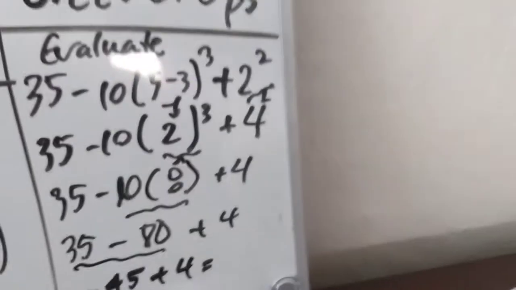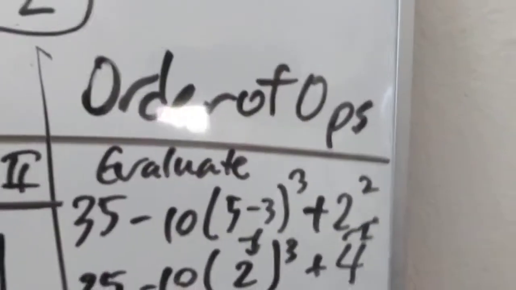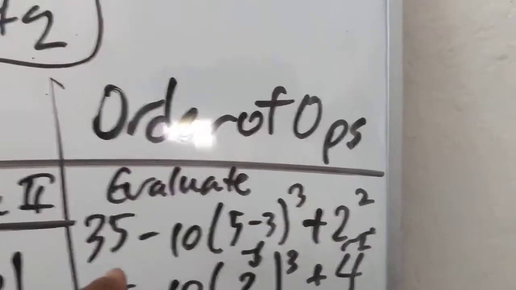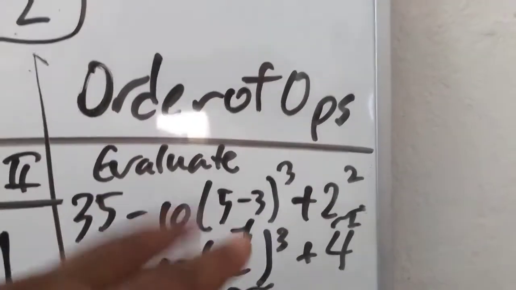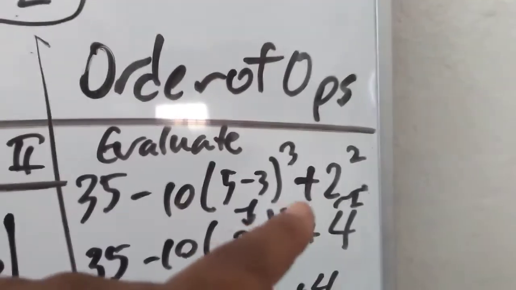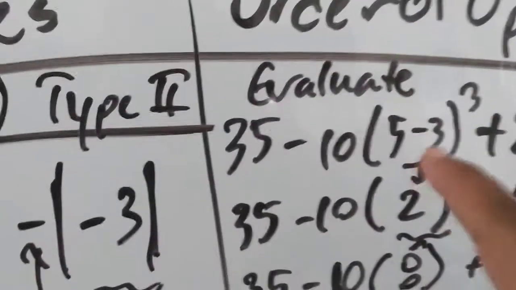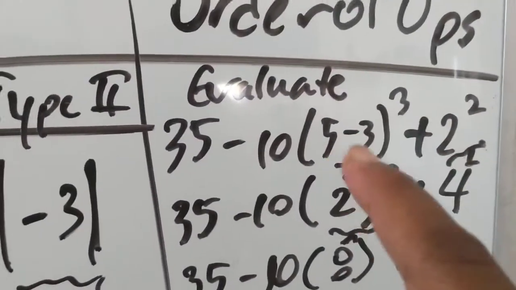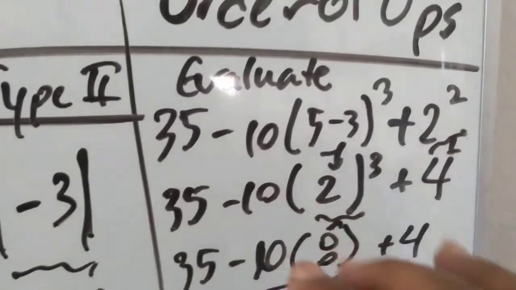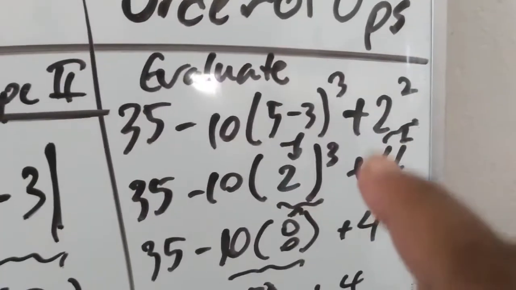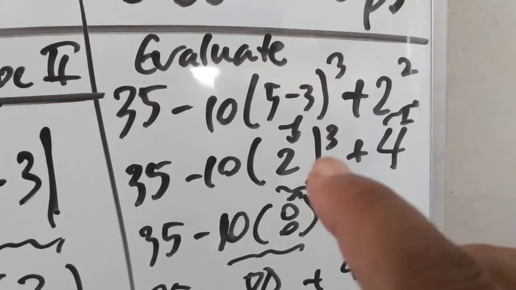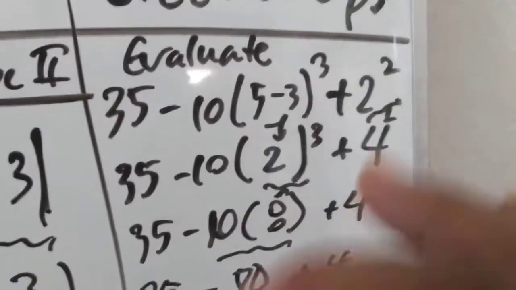All right, this last one's an order of operations problem. Let's zoom in a little bit and talk about the top part. This reads 35 minus 10 times, in parentheses, 5 minus 3, raised to the third, plus 2 squared. You have to do the 5 minus 3 part first because that's inside parentheses. That'll be 2. So everything else drops down. Then I'm going to take care of this 2 squared, although I'm going to do that next anyway.